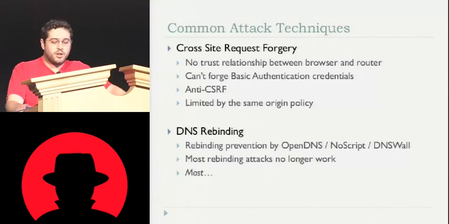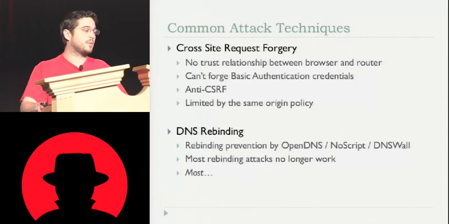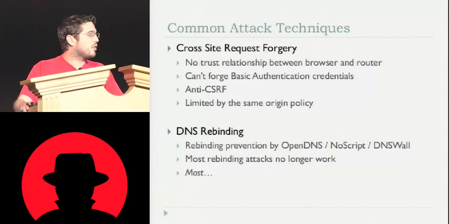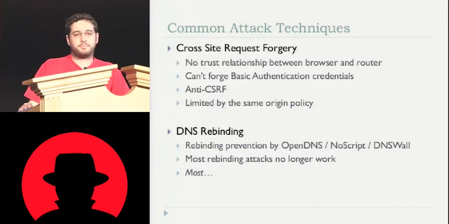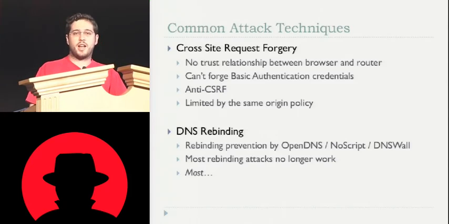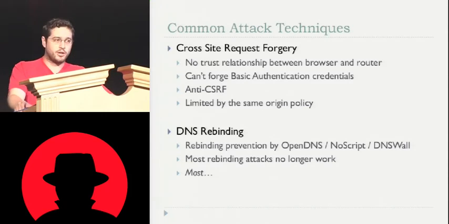There's also some anti-cross-site request forgery mechanisms in some routers. This ActionTech router is one, actually, that I'll be demoing later. And ultimately, cross-site request forgery is limited by the same origin policy in the browser, and it always has been. If you're not familiar with the same origin policy, basically if I browse out to attacker.com, I load up some JavaScript from attacker.com. That JavaScript can interact with any page on attacker.com, but it can't interact with google.com or 192.168.1.1. And that's good because you don't want some random person's JavaScript talking to your router.